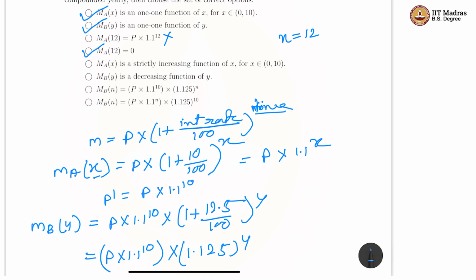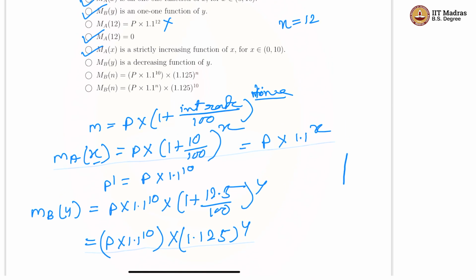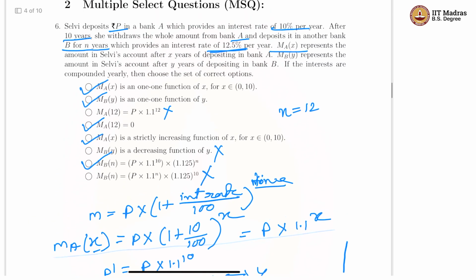MAX is a strictly increasing function. This is also correct because MAX is increasing, since an exponential function with base 1.1, which is greater than 1, is increasing. MBY is a decreasing function of Y? MBY is again an exponential function, and this term is something positive. Hence, this is an increasing function, right? So this is not decreasing, then this option is incorrect. Then this option is also correct, and this is an incorrect option. So these are the correct options.